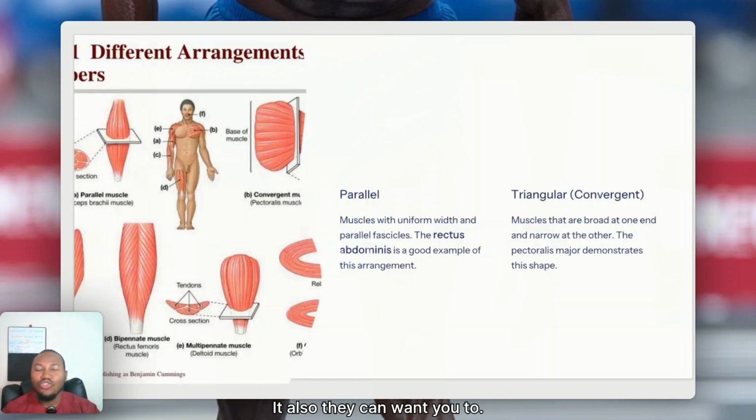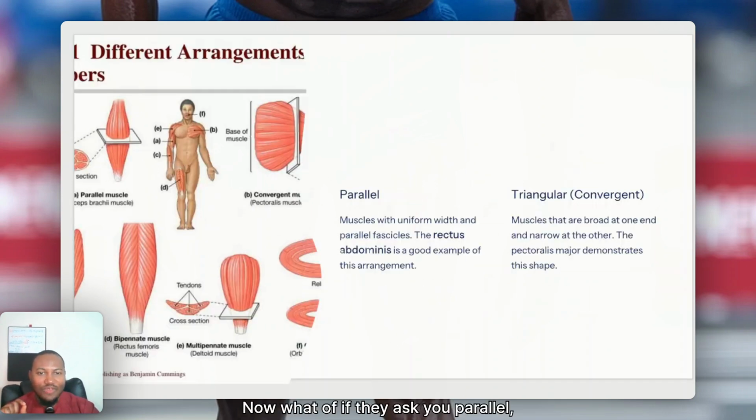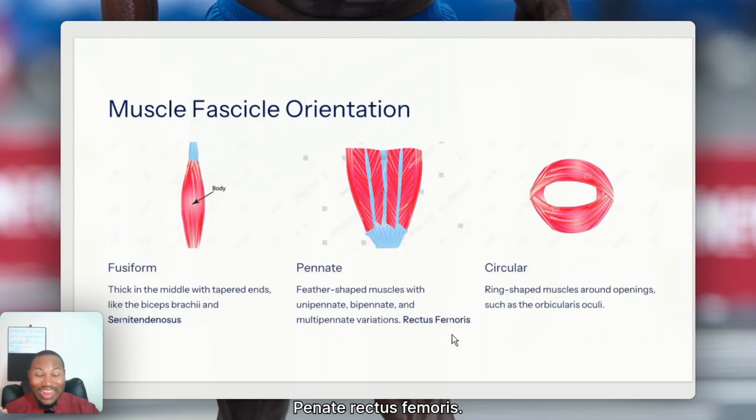Also, they may want to test you on different muscle fiber arrangements. I need you to be very particular about this because there are a lot of questions about it. Fusiform: semitendinosus. Pennate: remember the rectus femoris. Now, what if they ask you parallel? You remember the rectus abdominis. This can be very confusing. Triangular: the pectoralis major, our chest muscle. So, parallel: rectus abdominis; pennate: rectus femoris.